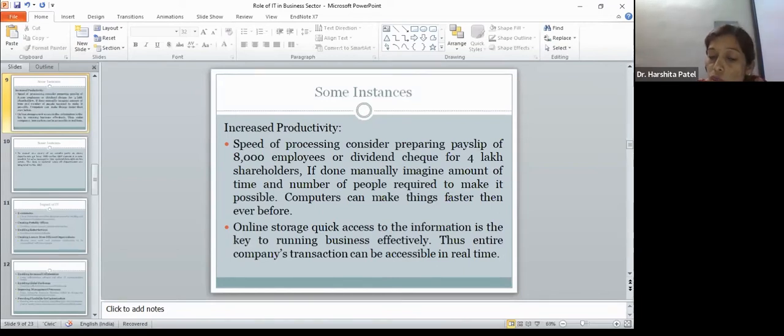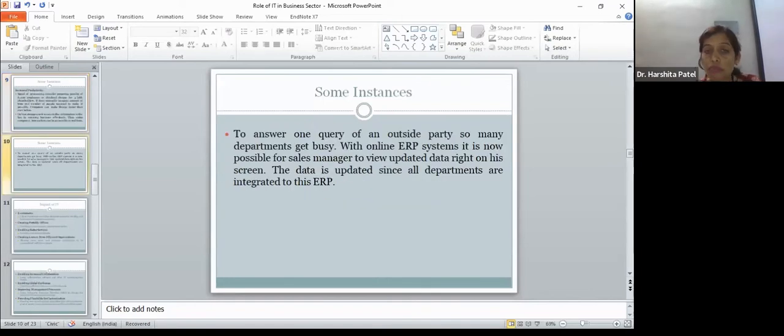Now, online storage: quick access to information is the key to running a business effectively. Thus, the entire company's transactions can be accessible in real time. If you have simple books in place of computers and their records, then definitely you cannot do these things in a faster way. So manual will always be less efficient.